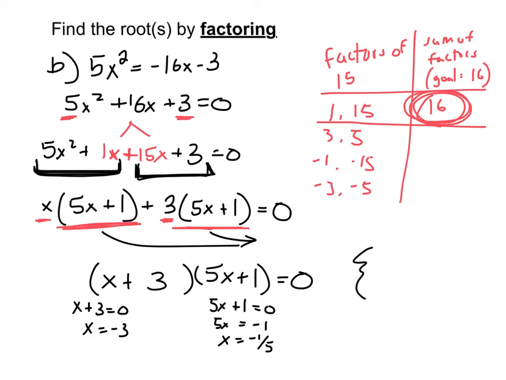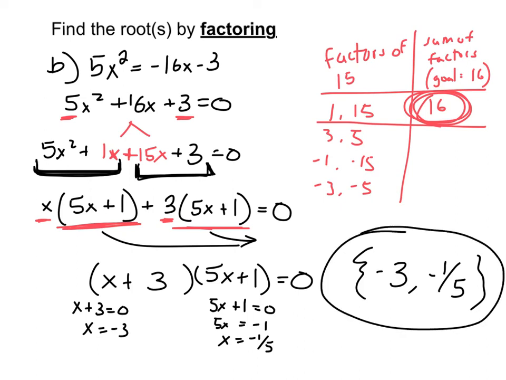So here's your solution set. You always start with the smaller number. You write your solution set in order. So negative 3 is smaller than negative 1/5. And then there you go. There's your solution set.